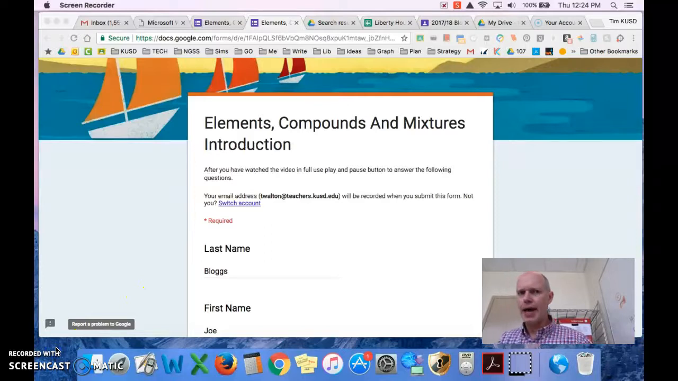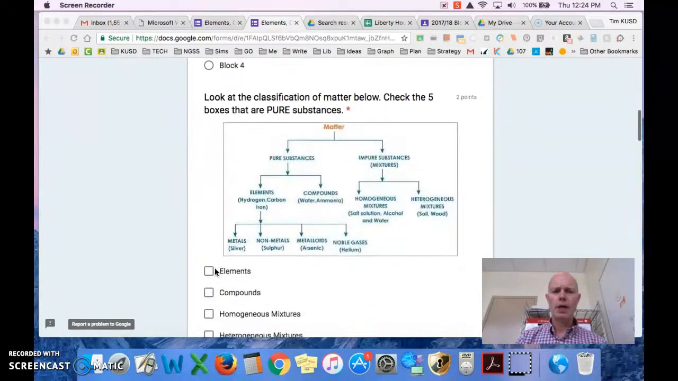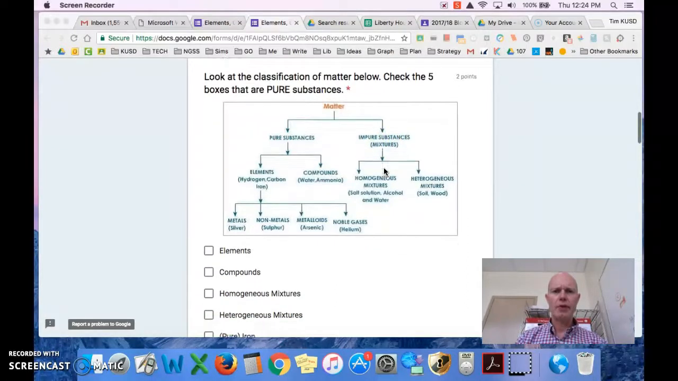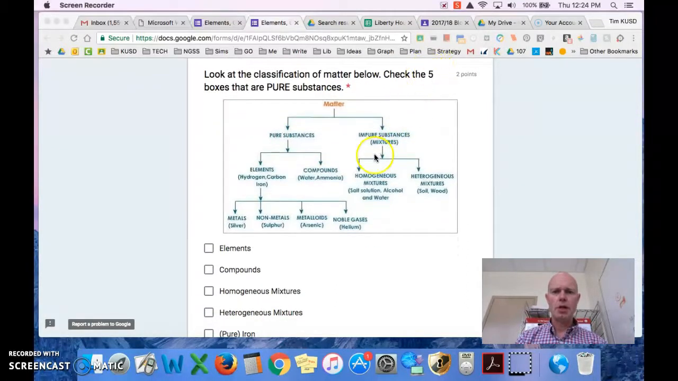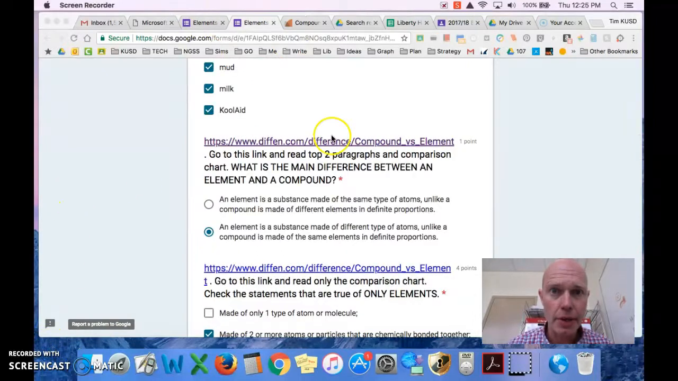Go ahead and fill in your last name, first name, block number, and then immediately go to this question. You know about matter. You know that there are pure substances and impure substances known as mixtures. Which of the following five are pure substances? These are wrong. What is the difference between a compound and an element? An element is a substance made of the same type of atoms, unlike a compound that's made of different elements in different proportions. Or is it this?